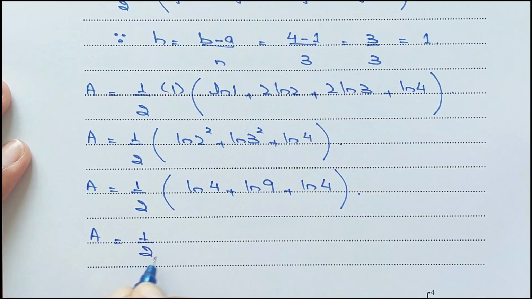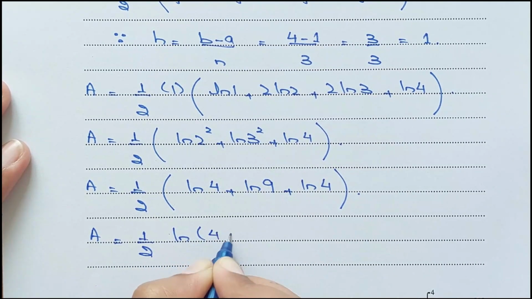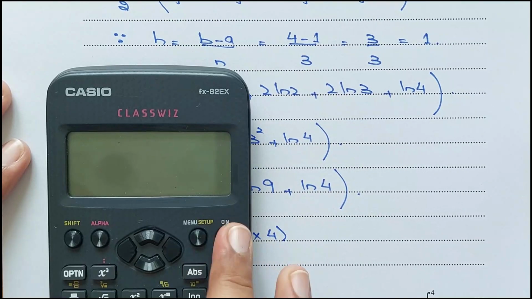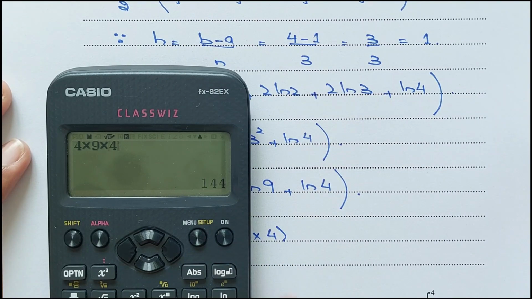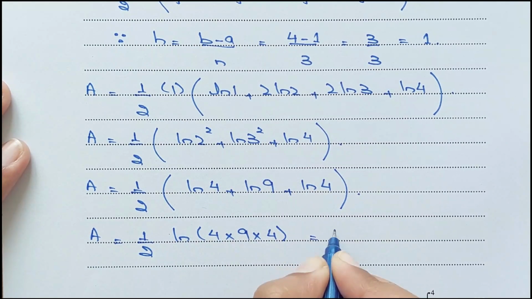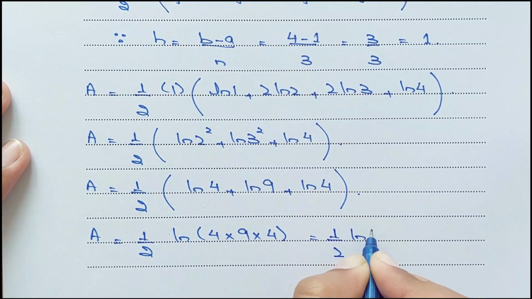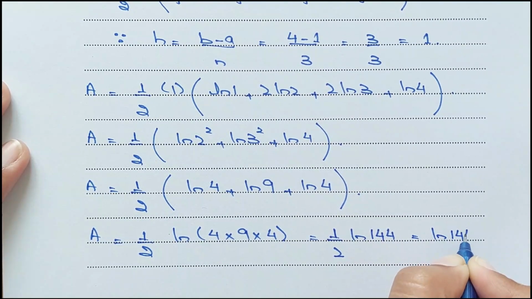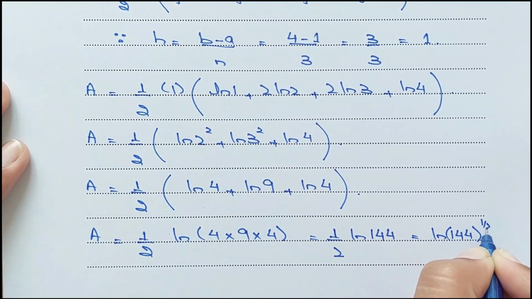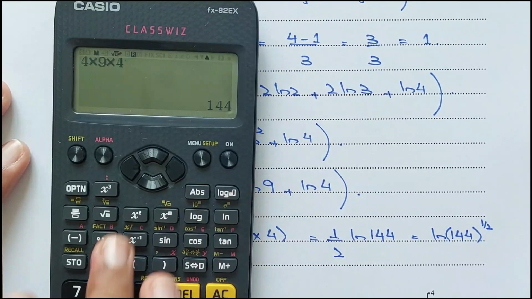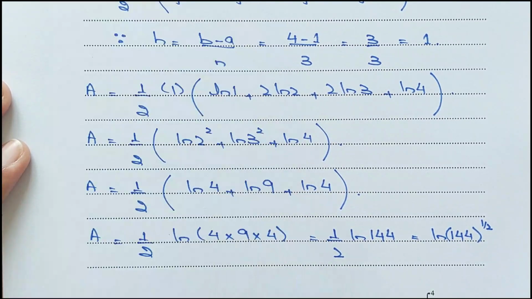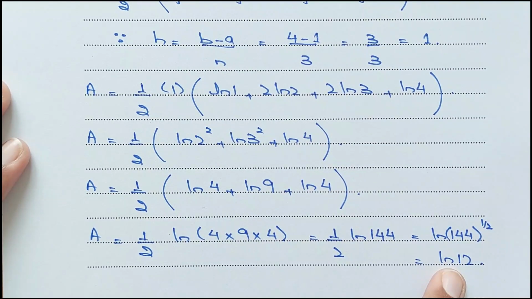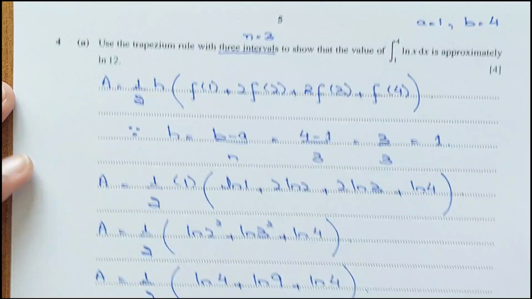1 by 2 ln of 4 times 9 times 4. 4 times 9 times 4 is 144. 1 by 2 ln of 144 is ln of 144 to the power of 1 by 2, and the square root of 144 is 12. Right, this is ln of 12. It is proved that it equals ln of 12.